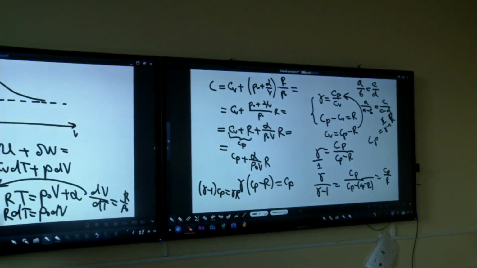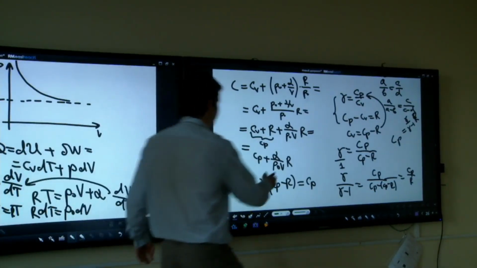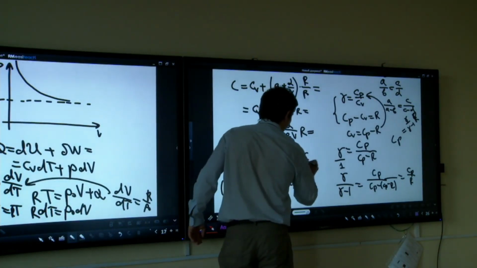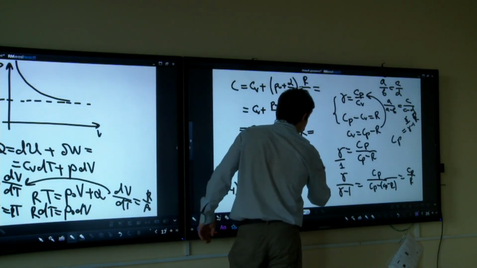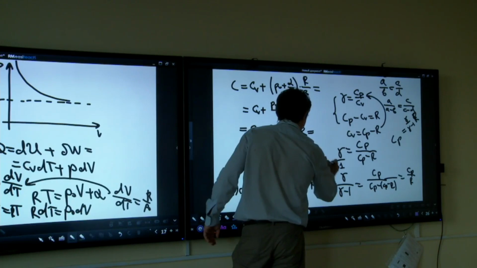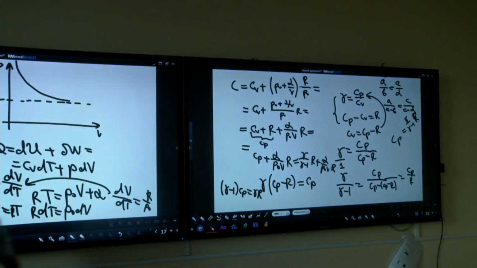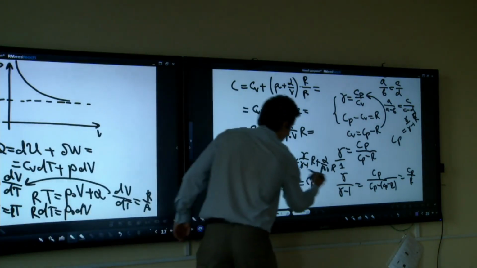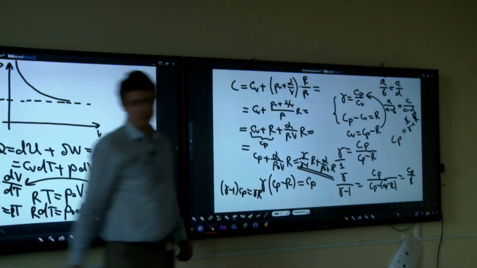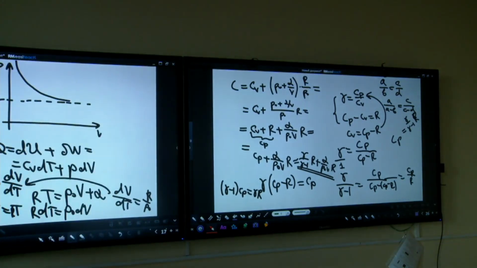Good, and now I have this CP, I can get the final answer here. This is gamma over gamma minus 1 times R plus alpha over P0 VR. That is the final answer. Okay, now we are left over with this test problem number 1.